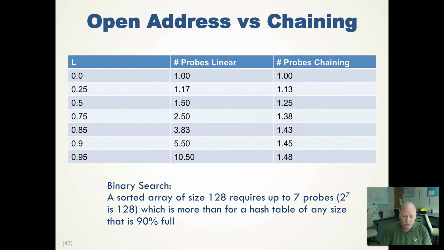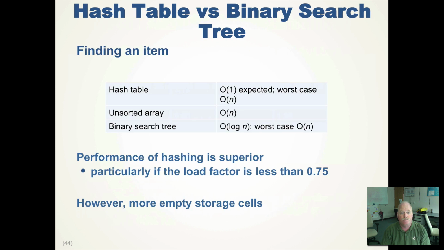Now we can compare this to storing the data in a binary tree. If we're sorting, we store the array of 128 items. In a binary tree, that takes 7 probes, which basically means that unless your load factor is 0.9, using a hash table, even with linear probing, is more efficient than storing it in a binary tree. So if you keep your load factor around 0.75, you're going to have an efficient, very close to big O of 1 algorithm for storing things.